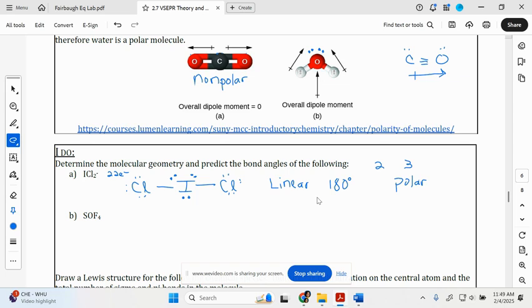How many sigma bonds? 2. How many pi bonds? None. What is my bond order? 1. So we've got 2 divided by 2 bond sites is 1.